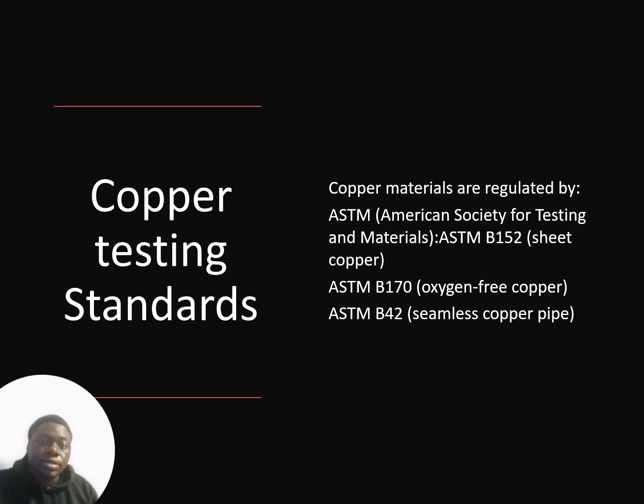Copper testing standards. Copper materials are regulated by the ASTM, American Society for Testing and Materials. ASTM B152, which is for sheet copper, ASTM B170, which is for oxygen free copper, ASTM B42, which is for seamless copper pipes. There are many more testing standards. These are just some of the ones that I saw according to the websites that I researched.